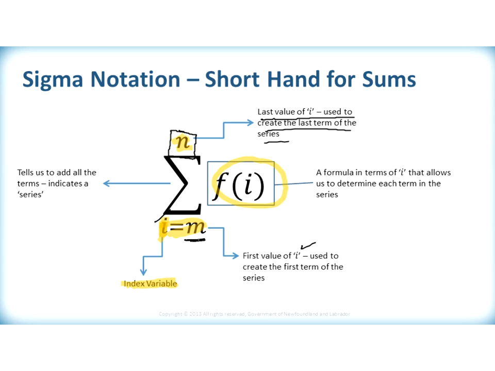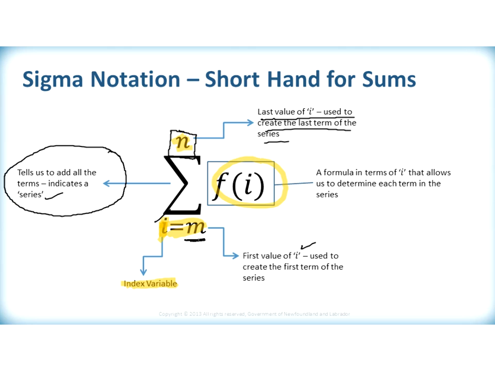Okay? So what does sigma do? It tells us to write out all the terms and add them together. So it indicates a series. Remember from your study of sequences and series in previous courses that a series is basically a list of numbers or elements that are all added together.